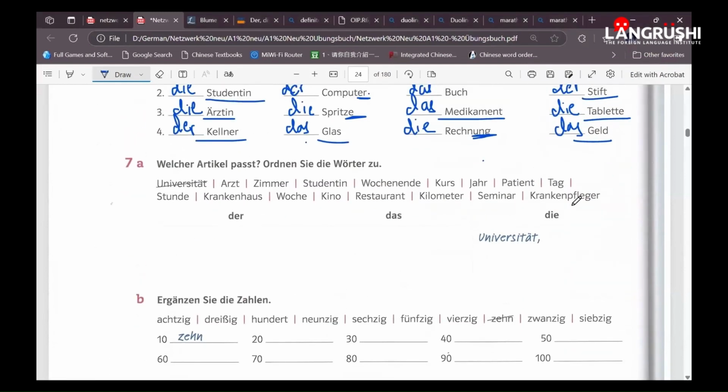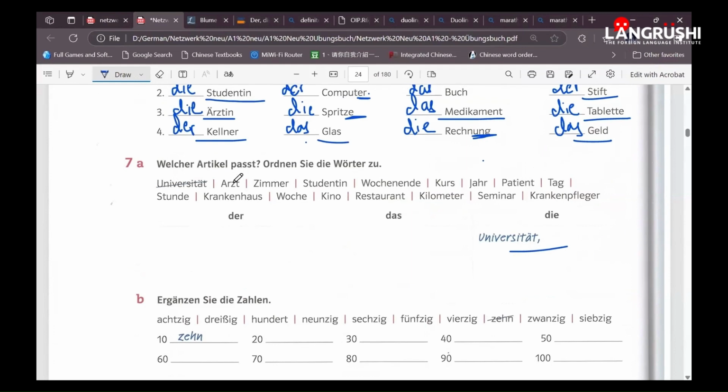Okay, now we'll do this one as well, and then we'll return to our course book. Now we have to segregate. First one is given, Universität, which is a feminine article. It is written here. Okay. What do you think, what gender does it have?